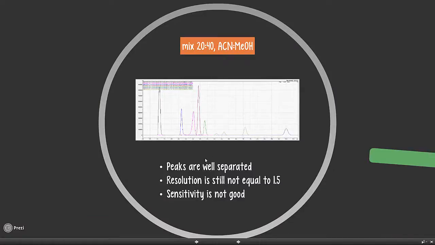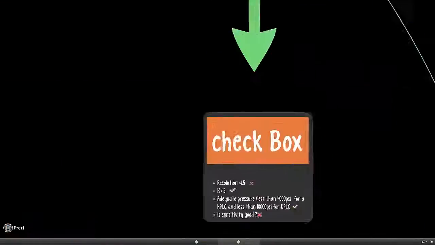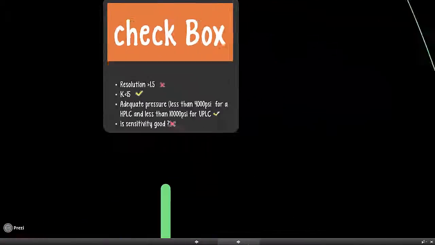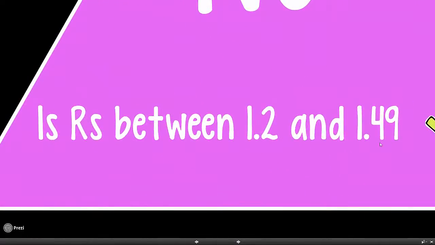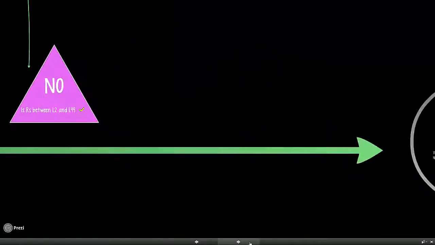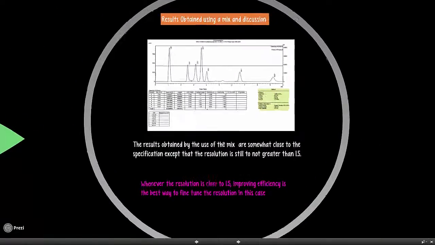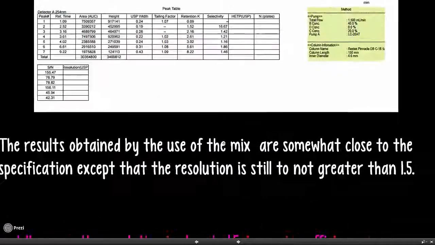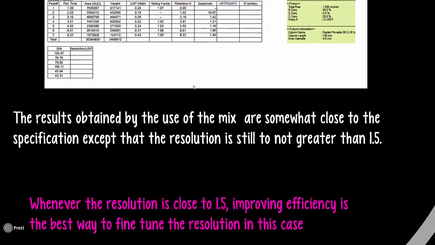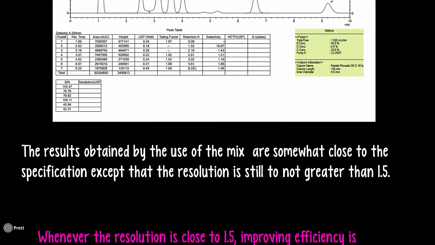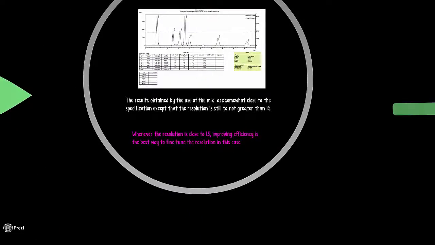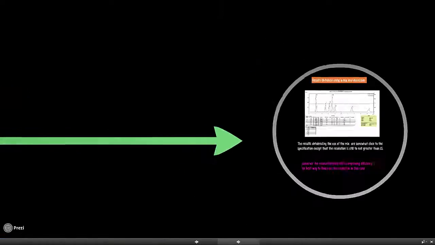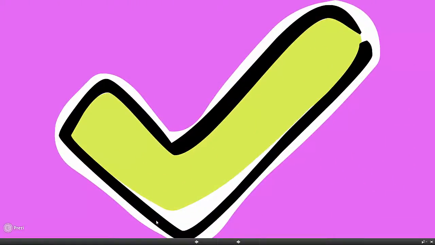But the problem that we had again is that the resolution was still not equal to 1.5, but it was close to it. So this is the result obtained using the mix. You can see that K is still in the acceptable range, at 8.22. And the resolution is actually close to 1.5.